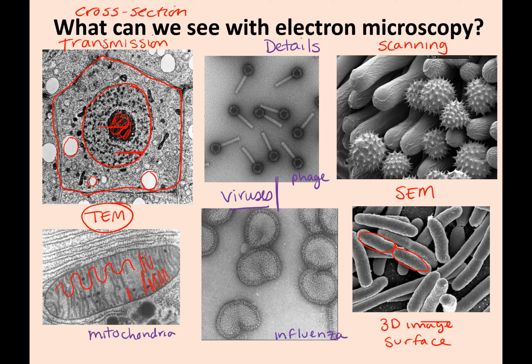So those are big differences between electron and light microscopy. With electron, you see much more detail. You can see surfaces. You can see the inside of a cell, and super cool, you can see viruses.